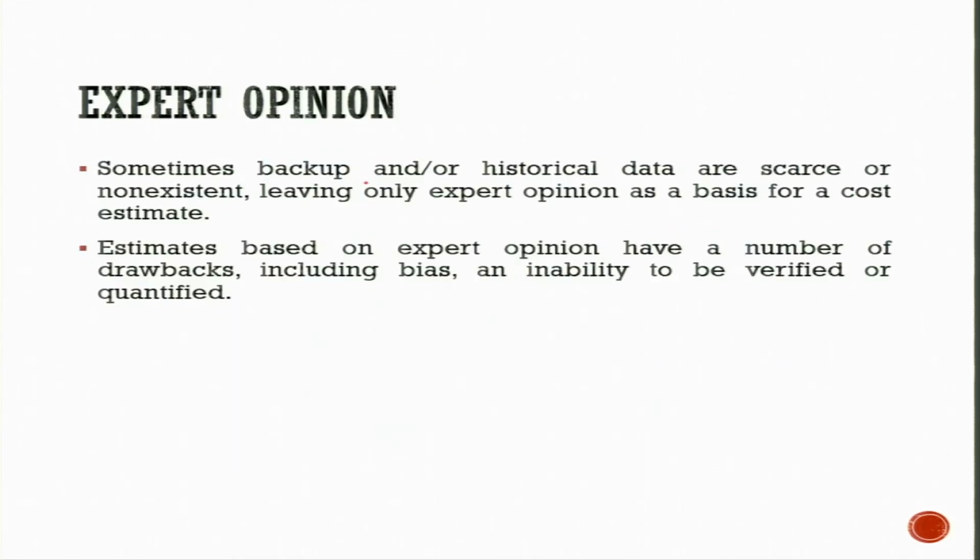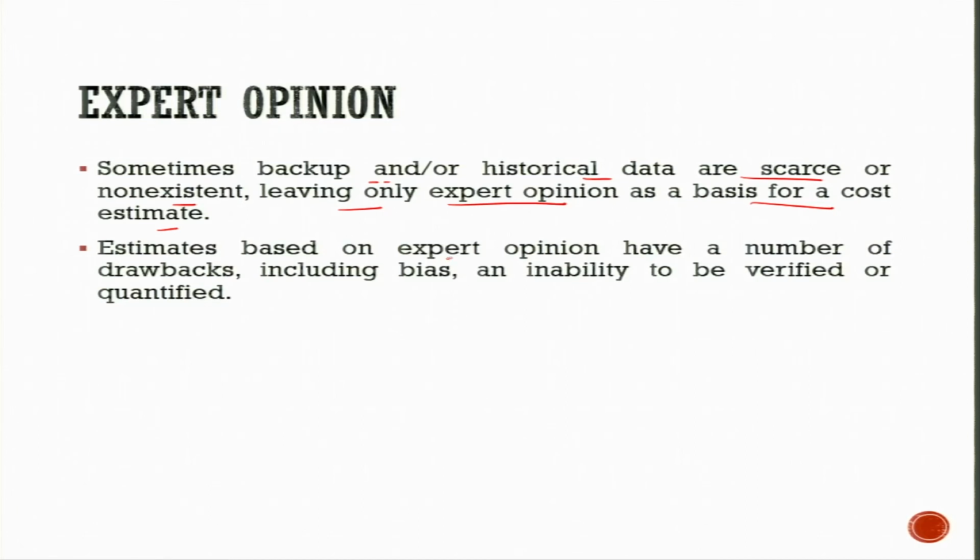Sometimes backup and historical data are scarce or non-existent, leaving only expert opinions as the basis for the cost estimate. In expert judgment, expertise should be considered from individuals or groups with specialized knowledge or training, along with the team and the physical resources that they have. It is sometimes also guided by historical information, which provides valuable insight, that is the secondary data they have.